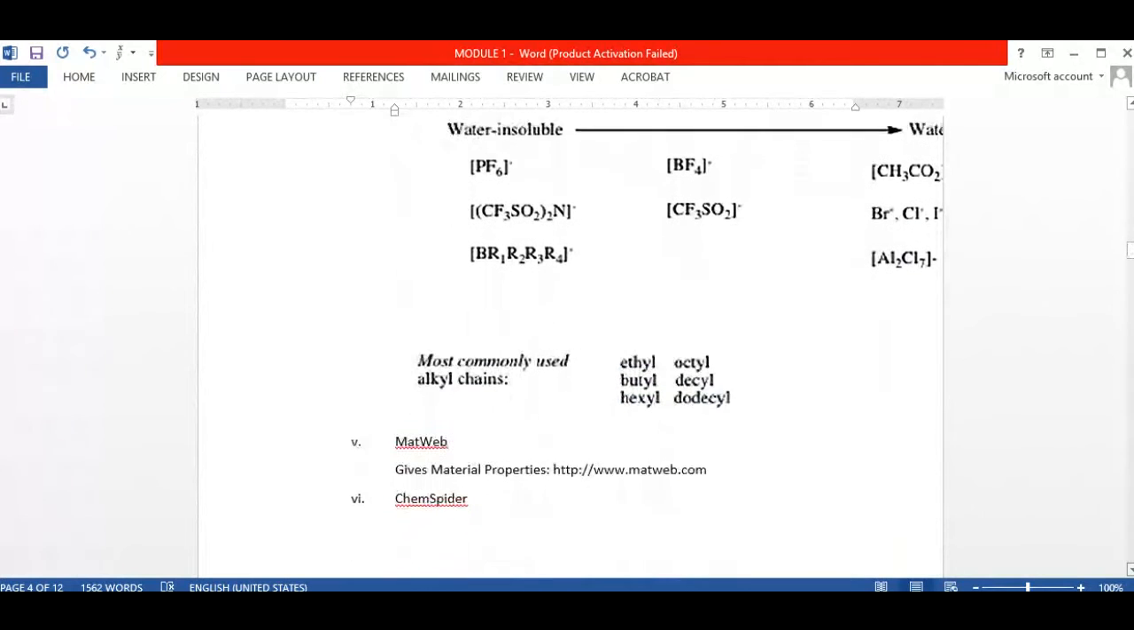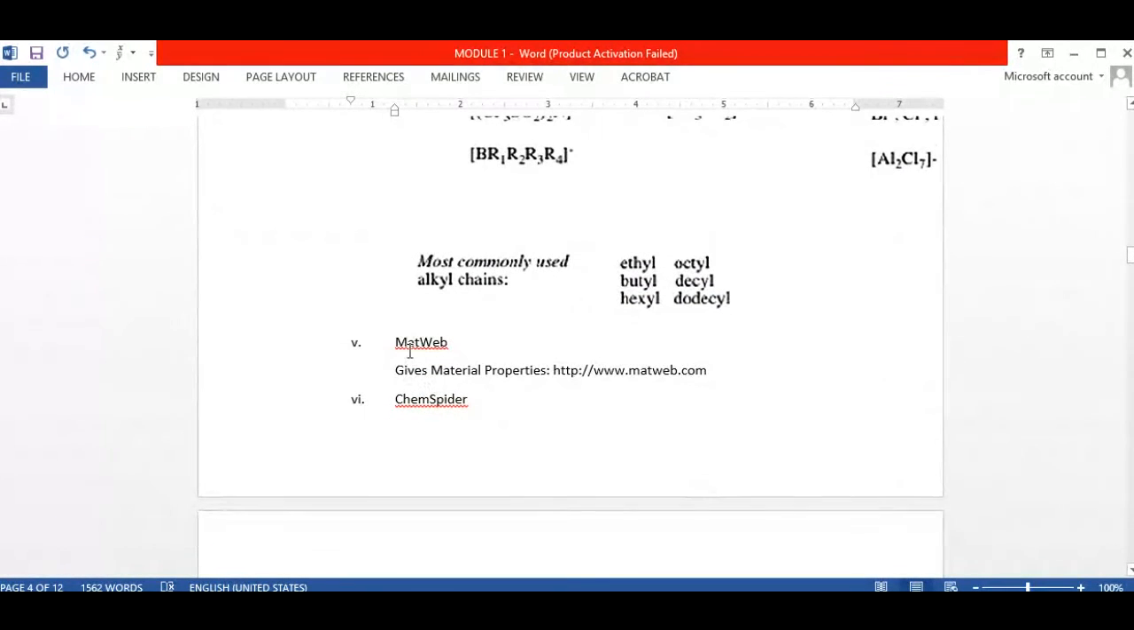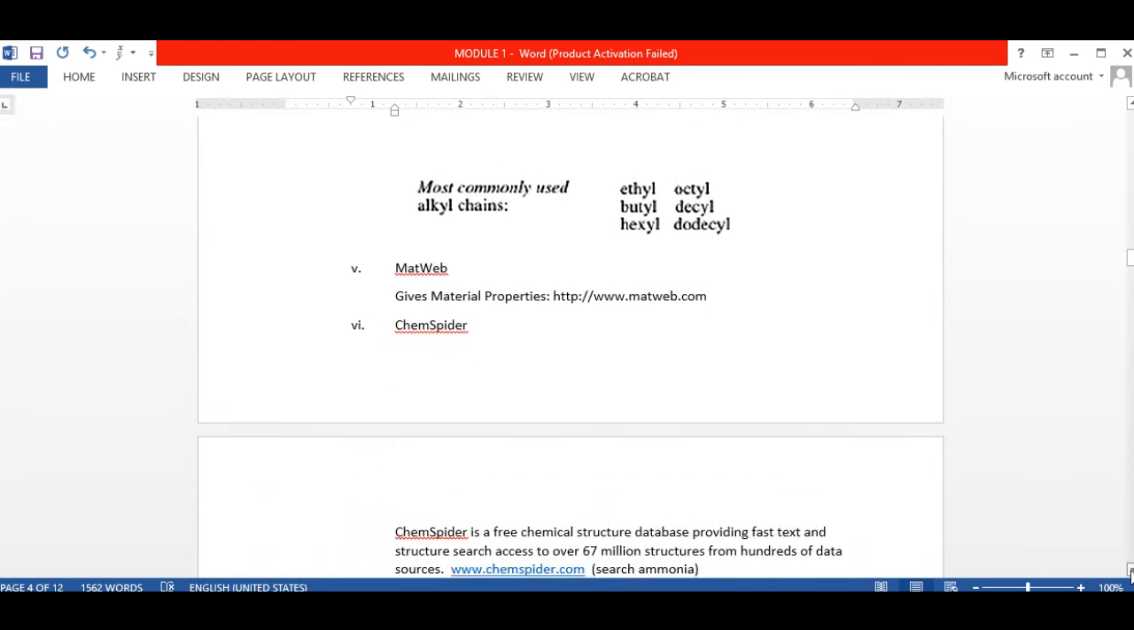Another source that you can get data from is called MetWeb. You can search it at metweb.com. Another source that you can get is ChemSpider. You can get it here also.